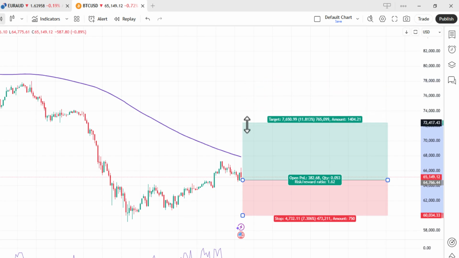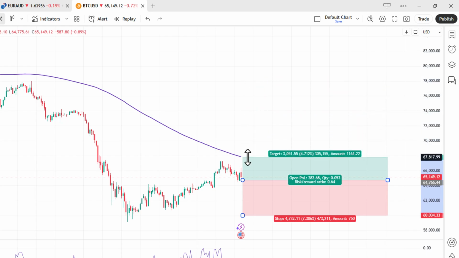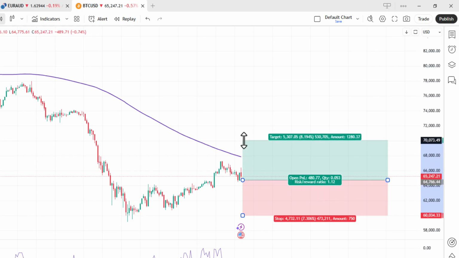So if we had a trade setup like this, for example, then the risk-reward enters the zone of 0.64, which means that for every dollar you are risking, you will only get 64 cents.